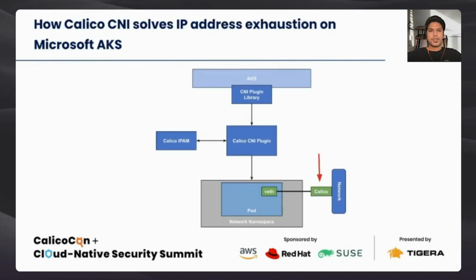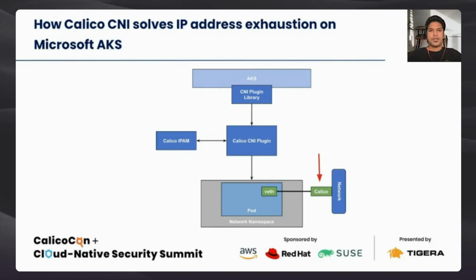In the last few slides, we saw what IPAM is, we understood what Calico IPAM is, tried to discuss the causes for IP exhaustion and what are its consequences. In this last slide of the session, we will see a use case how Calico CNI tries to solve IP address exhaustion on Microsoft AKS.